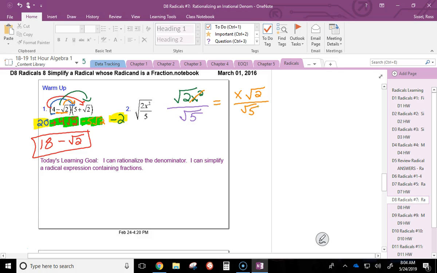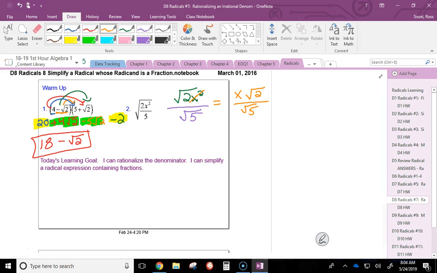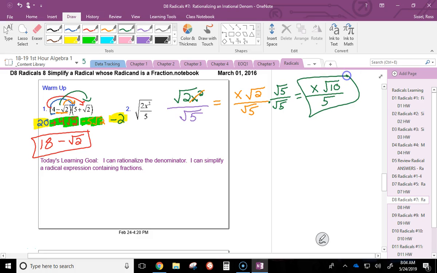Times the square root of 5. Alright. How do I get rid of the square root of 5? And I would get, oh, I don't know why they did parentheses there. You could. It's just I don't do it that way. Can I simplify anything? So we're done.